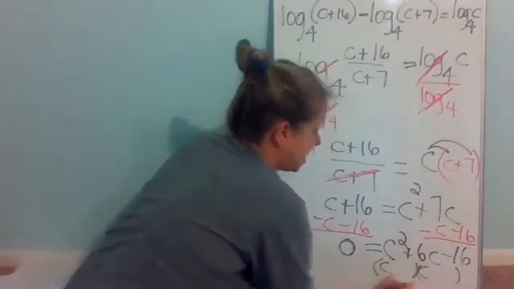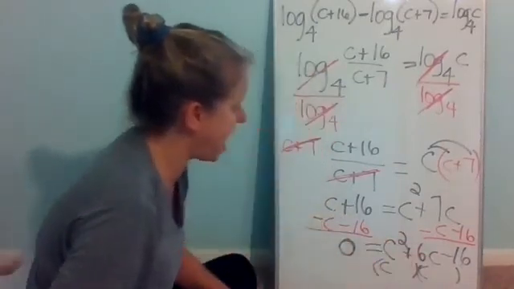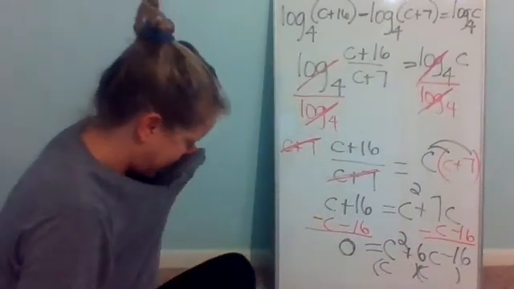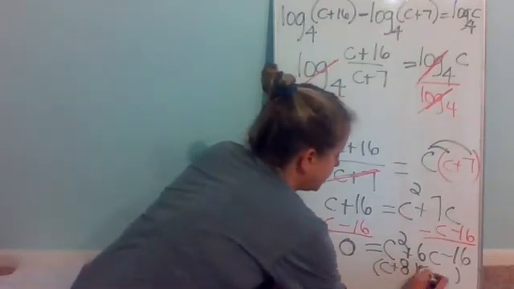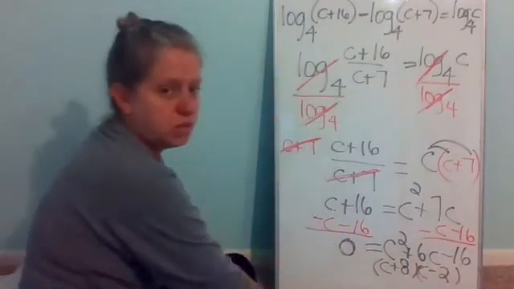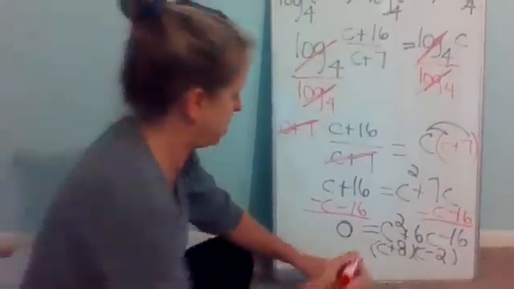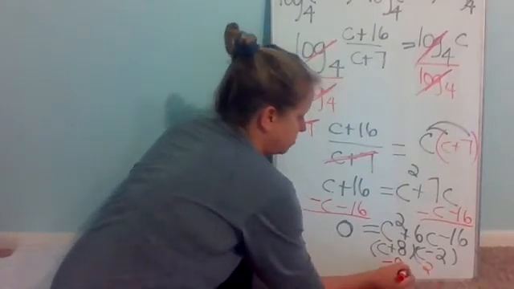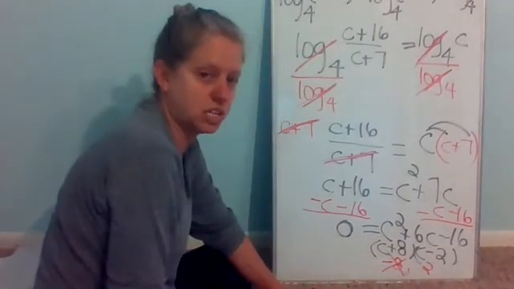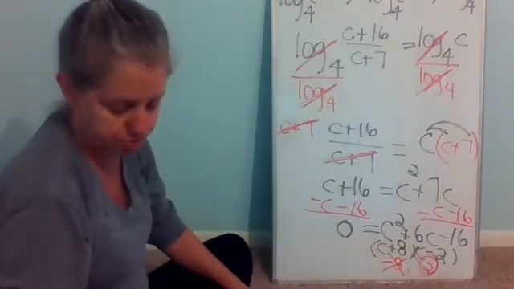Let's see, c and c. Factors of negative 16 that add to positive 6. Let's see, that would be a positive 8 and a negative 2. But when you set them equal to 0 and solve them for c, that's going to turn to negative 8, and that'll turn to positive 2. The negative answer doesn't work, so you're just left with positive 2.